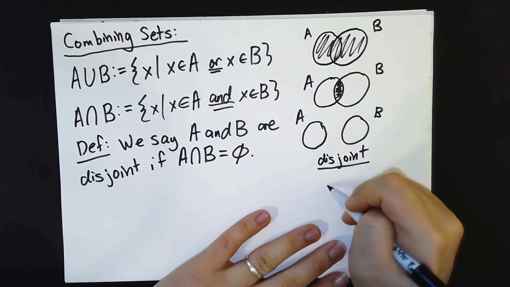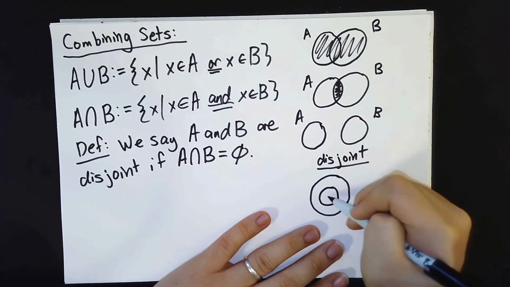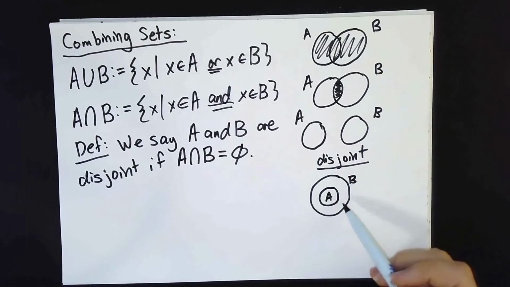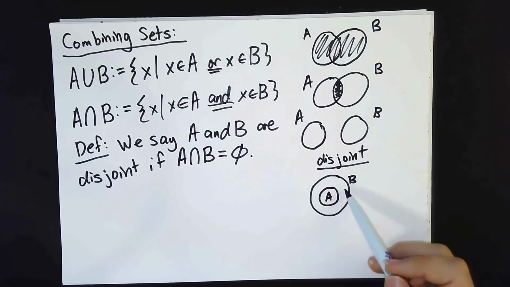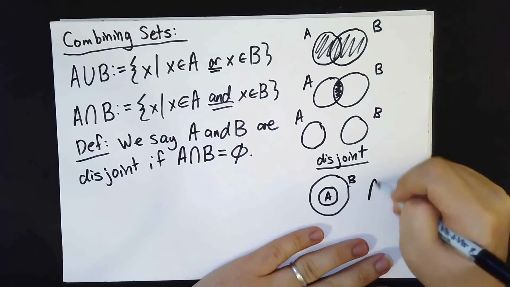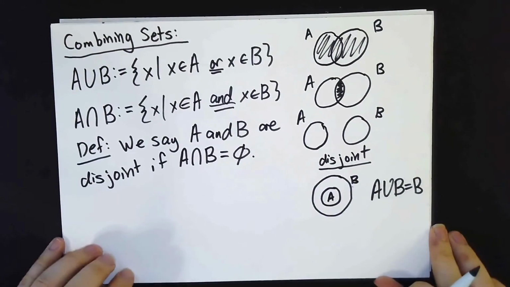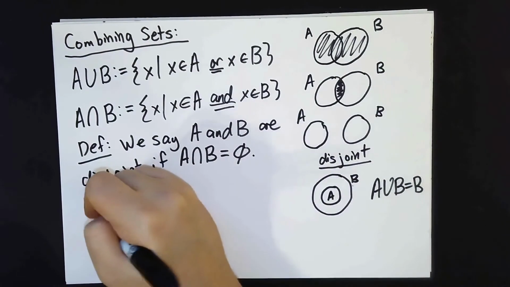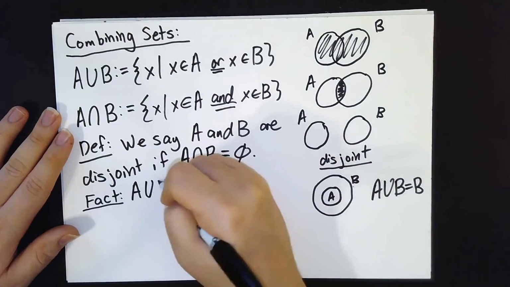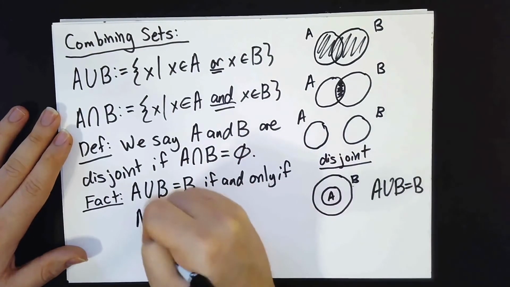The other weird thing that can happen is that, of course, one of the sets can be entirely contained inside the other. And so when this happens, the union is just whatever the outer one is. So here it would be the case, for example, that A union B is B. And it is a fact that I think you can convince yourself of, but that you'll get to prove on a later homework, that for two sets A and B, A union B is equal to B if and only if A is a subset of B.